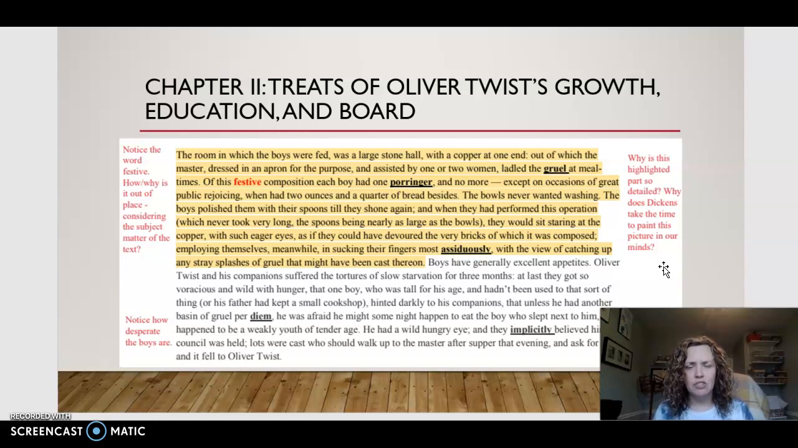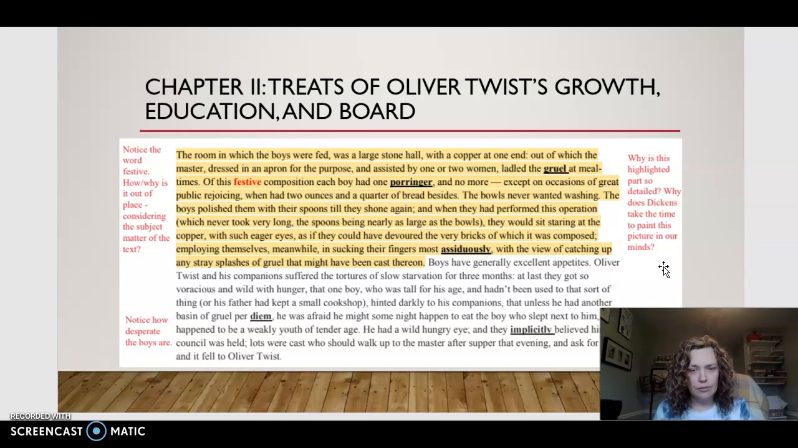Boys generally have excellent appetites. Oliver Twist and his companions suffered the tortures of slow starvation for three months. At last they got so ferocious and wild with hunger that one boy, who was tall for his age, and hadn't been used to that sort of thing, for his father had kept a small cook shop, hinted darkly to his companions that unless he had another basin of gruel per diem, he was afraid he might some night happen to eat the boy who slept next to him, who happened to be a weakly youth of a tender age. He had a wild, hungry eye, and they implicitly believed him.